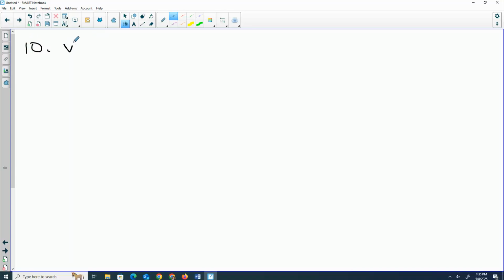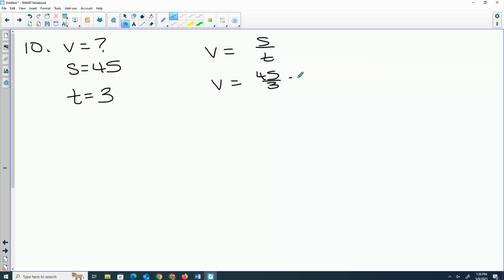So 10 says find the linear velocity. So linear velocity is V of a point moving with uniform circular motion if the point on the outside of the circle covers a distance of 45 miles. Distance on the outside is S in 3 hours. So hours would be our time. So then we could just look at our formulas. V equals S over T. So 45 divided by 3 is 15. If you're doing units, 45 was in miles per, 3 was in hours, so 15 miles per hour.